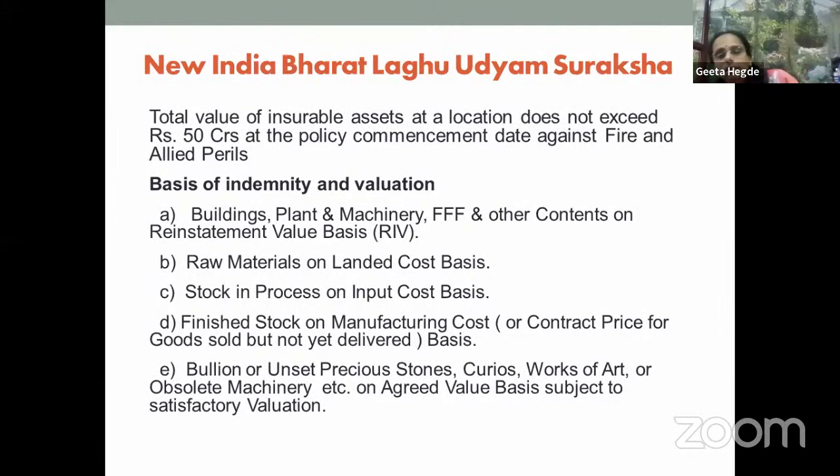We start with one of the policies, that is the New India Bharat Laghu Udyam Suraksha Policy. Total value of insurable asset at a location does not exceed rupees 50 crore at the policy commencement date against fire and allied perils. What is the difference? The sum insured limit is 50 crores at a single location. The basis of indemnity and valuation: building, plant and machinery, FFF and other contents on reinstatement value basis.